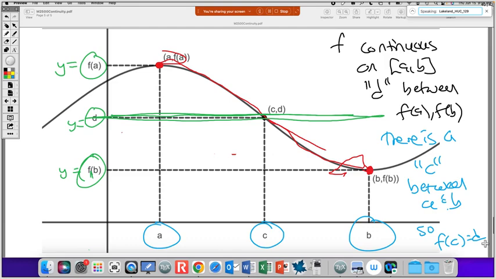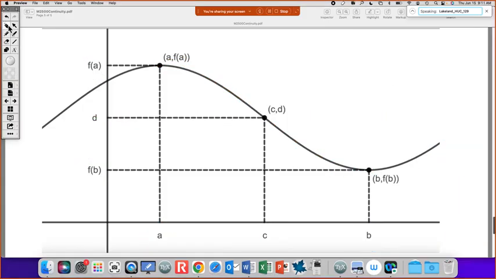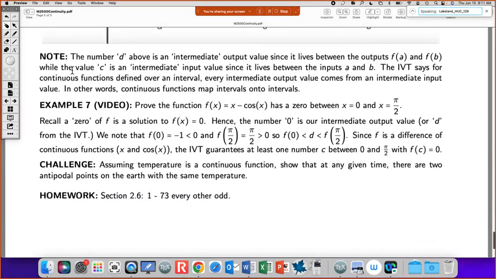And this is something that, even though hopefully it makes sense, in order to prove it, we would need to dive deeply into what the real numbers are and structural properties of the real numbers, which we don't dive into. We just don't do that in this class. It's an important theorem. We will use it to prove other important theorems in this course. So intermediate y values come from intermediate x values. That's the intermediate value theorem. Intermediate outputs come from intermediate inputs.